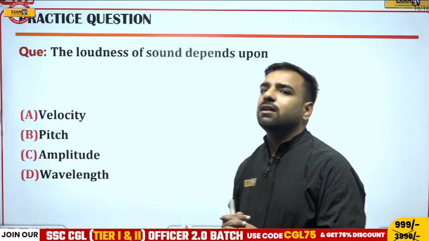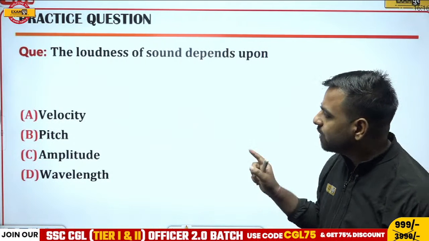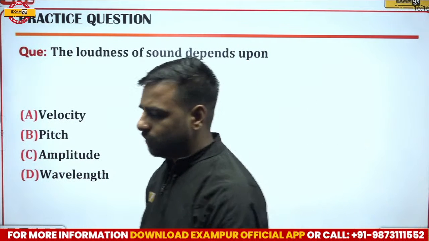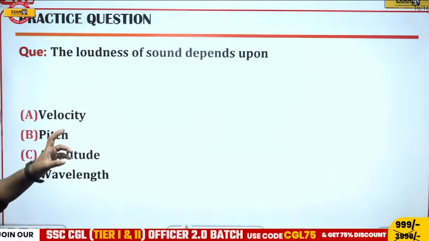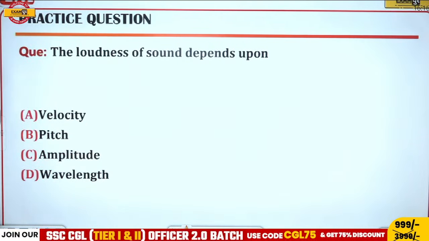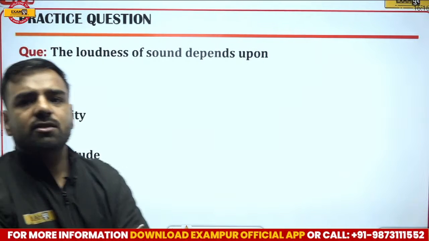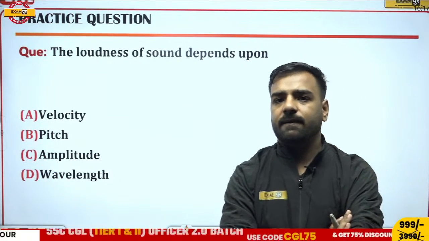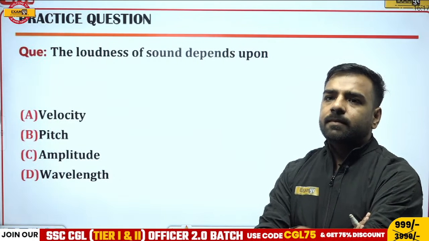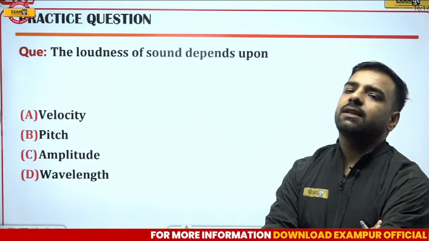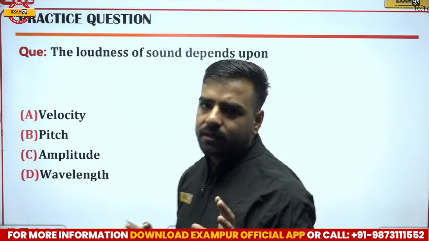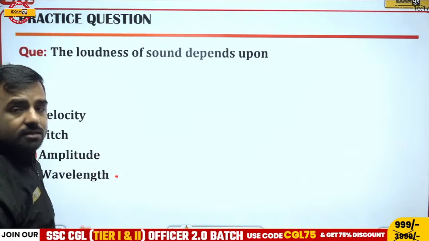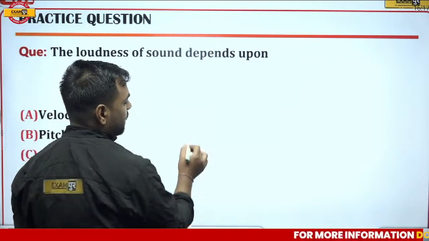Okay, so what do you think? The loudness of the sound depends on what? Is it velocity, pitch, amplitude, or wavelength? What will be the correct answer according to you? If you're not aware of these terms, I will explain them with the graph as well. But I won't answer yet. Manish is going with D, that is wavelength. Okay, Manish, now I'll explain this part. I think you might have studied their definitions, but you must not be aware of the logic. I'll tell you what is actually happening.